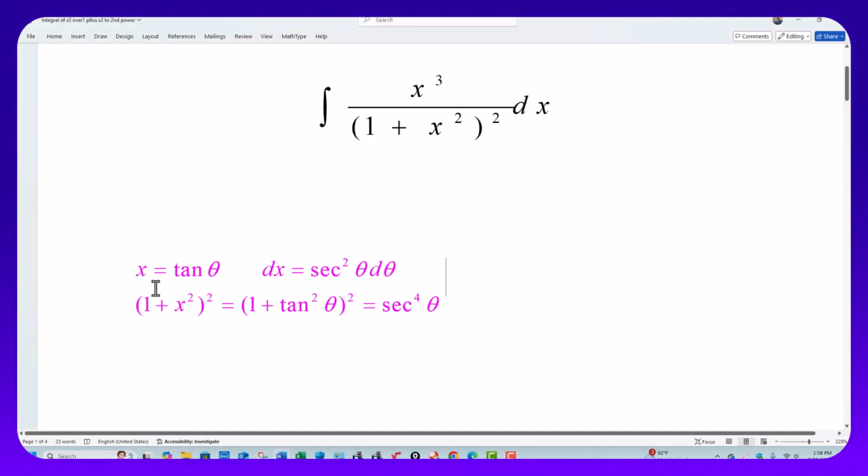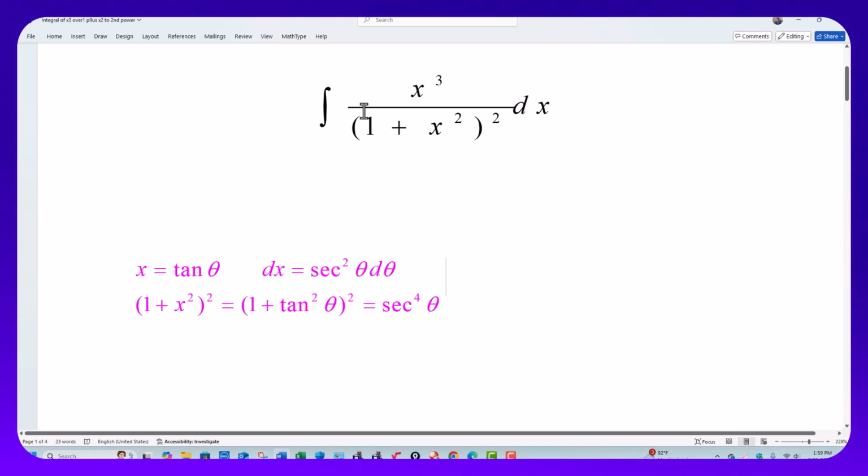So here's my substitution then. x is equal to tangent of theta. So this means that tangent of theta is equal to x, or x over 1. So tangent of theta is the opposite over the adjacent. We'll be using a triangle to complete the problem. dx, of course, is the derivative of tangent, secant squared theta d theta. And then the 1 plus x squared.